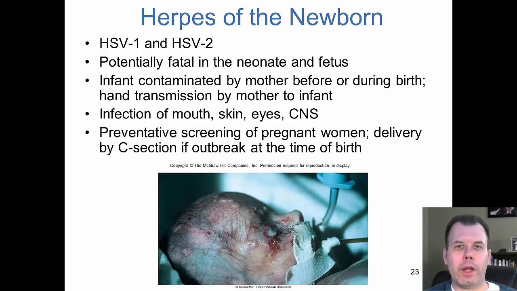And if that is going on, then a C-section will most likely be done before birth or during the time of birth, so that you don't pass this on to your baby. Okay? And so that's very common in those situations.